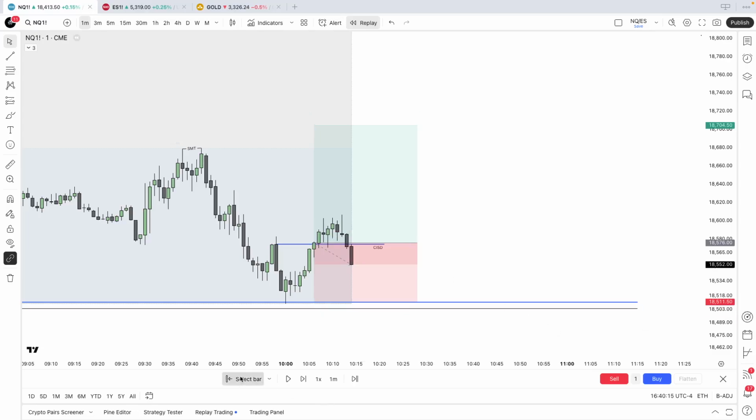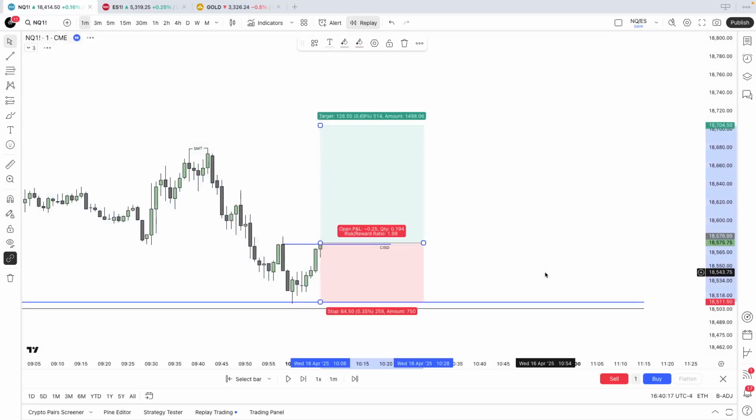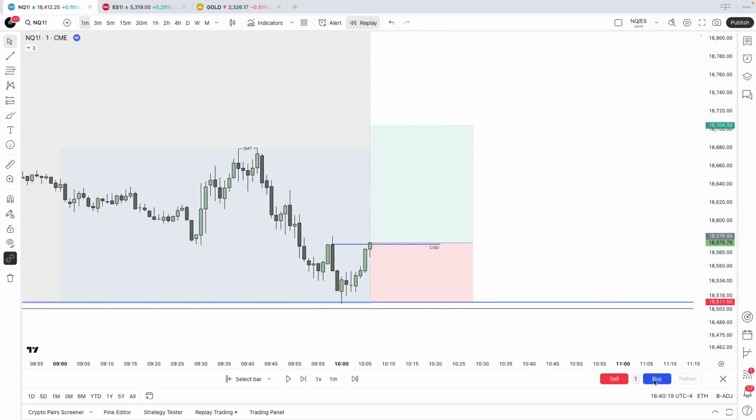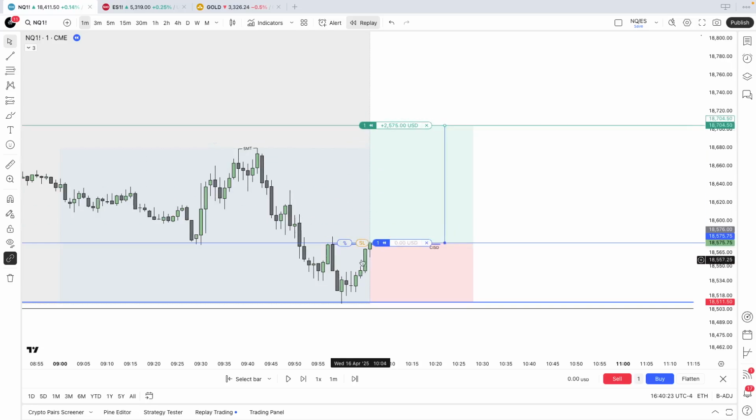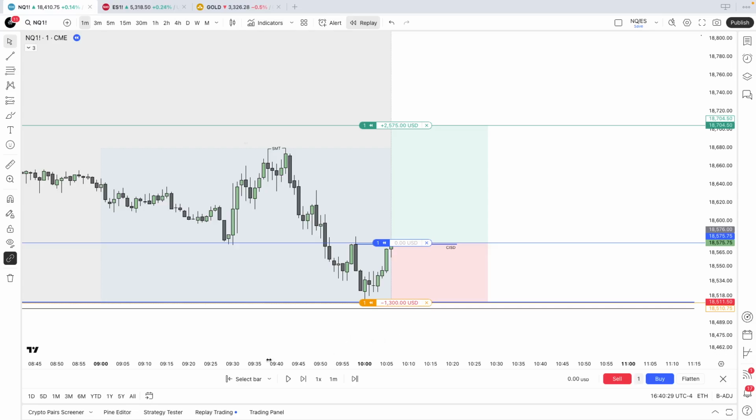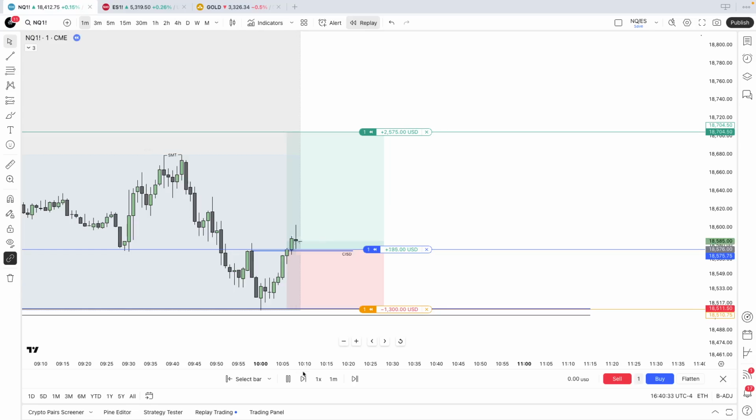So I'll actually move this bar back here to when that entry was taken so we can follow alongside my entry. And so my take profit was at that 2-to-1 right here, with my stop loss being at those London lows. Now we'll let this trade play out and see what exactly happens here. We'll move this to the 1x here and just see what happens with this trade.